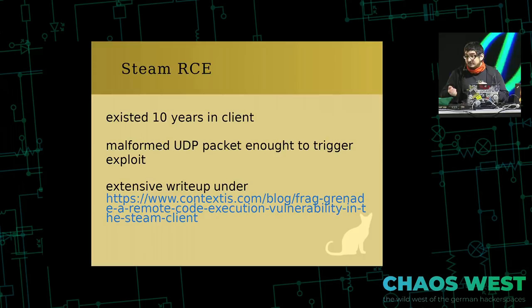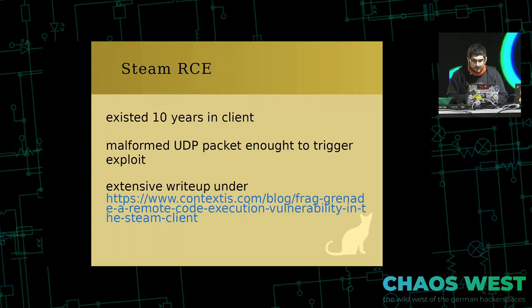It was found this year: when you sent a malformed UDP packet, it was enough to trigger the exploit. There is a really extensive write-up on the web page here. So for 10 years, it was theoretically possible to exploit the remote code execution in Steam. A lot of users would be affected. We don't know if it was exploited, but the bug was in the client. Really impressive is that after the reporting, the Steam team patched it after 8 hours.